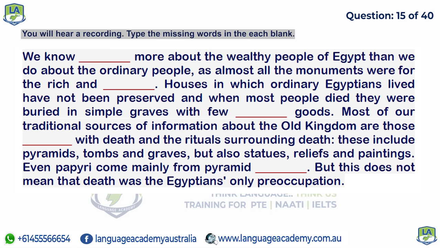Most of our traditional sources of information about the Old Kingdom are those concerned with death and the rituals surrounding death. These include pyramids, tombs and graves, but also statues, reliefs and paintings. Even papyri come mainly from pyramid temples. But this does not mean that death was the Egyptians' only preoccupation.